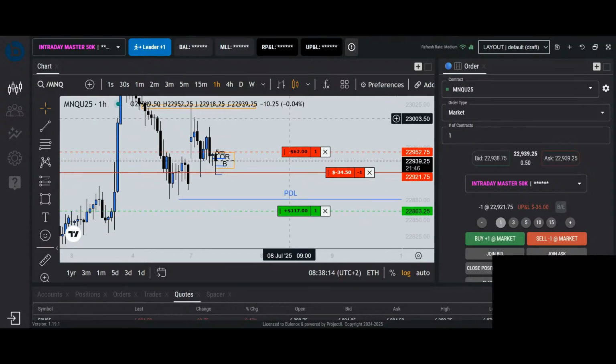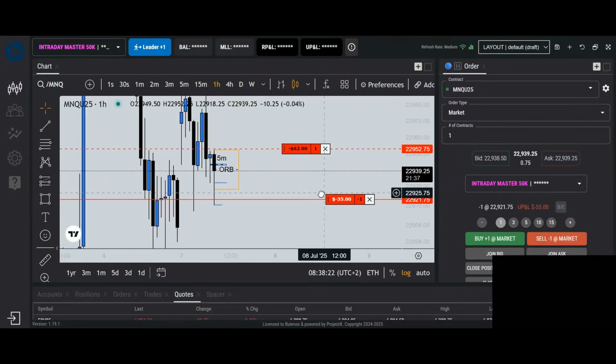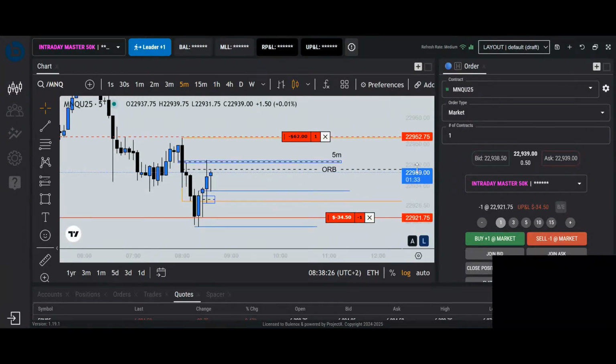And if we watch the hourly, we can see that we're actually trading inside a box range again. So we're still trading sideways. Always remember that ORB is a continuation movement and not a ranging movement.